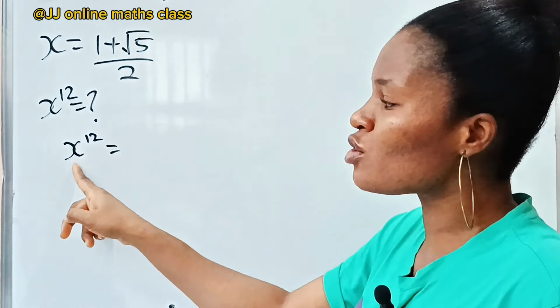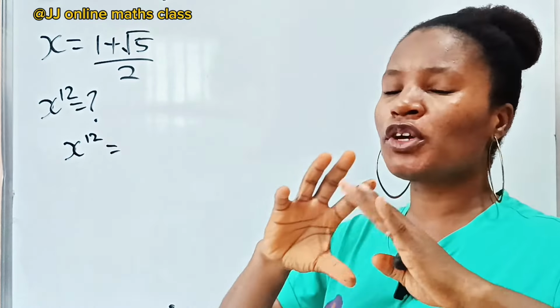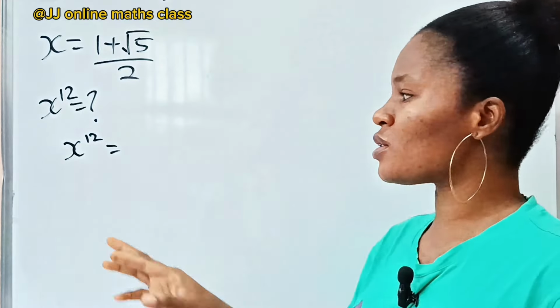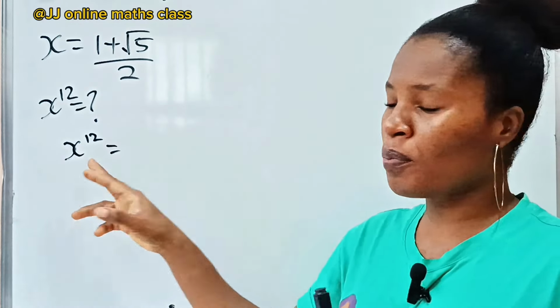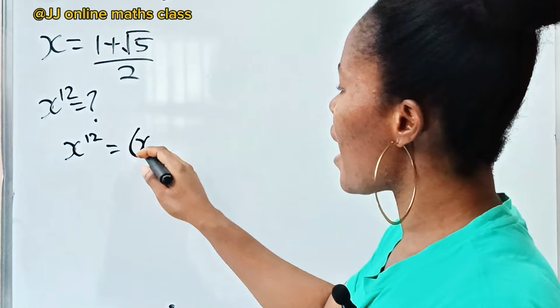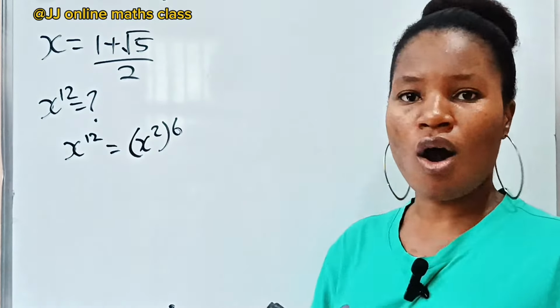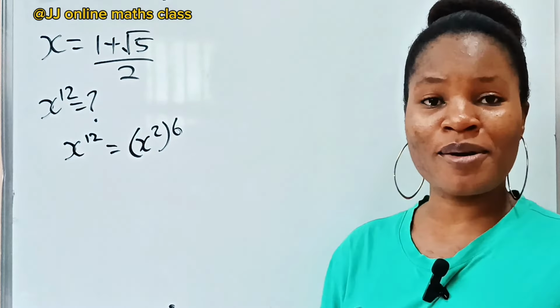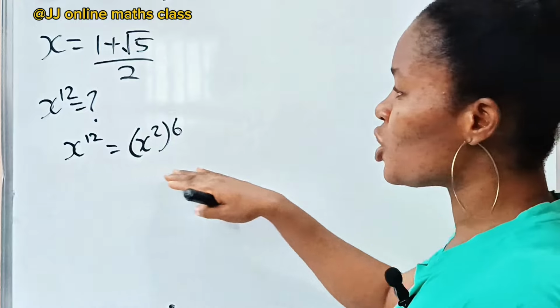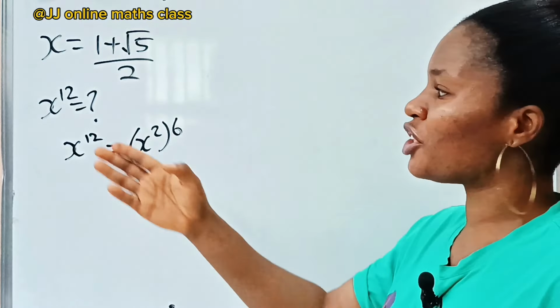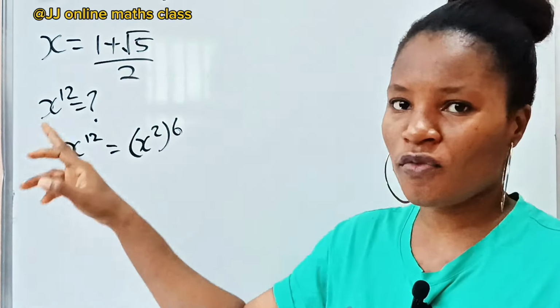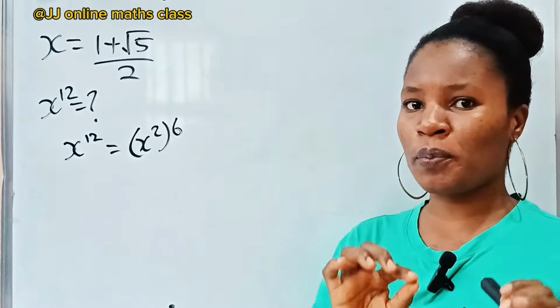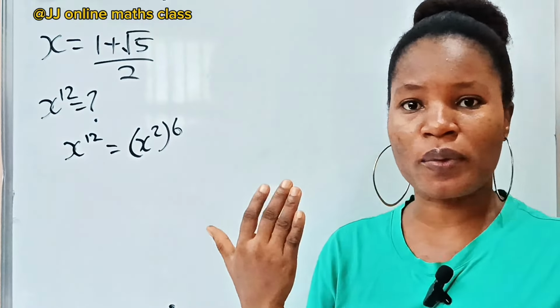This one says x to the power of 12, right? If we use the law of indices, we can express x to the power of 12 as x squared to the power of 6. Welcome to today's class. I'm going to show us step by step how to achieve the result of this type of question. All I ask is that you pay attention and listen very well, okay?